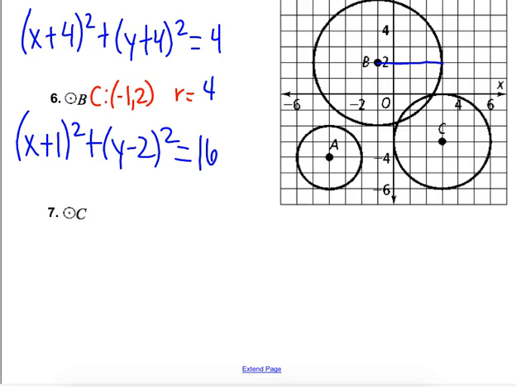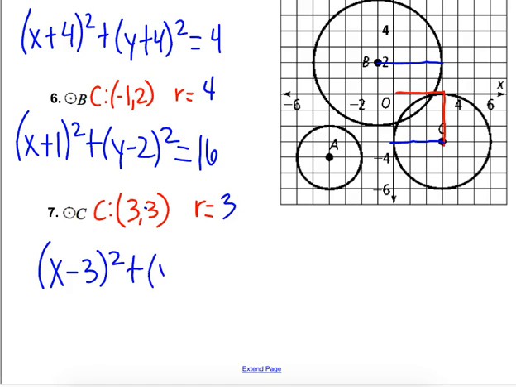Alright, last one on this page is for C. First, again, find your center. 1, 2, 3, over, down 1, 2, 3. Our radius, again, we're just counting, nothing too crazy. 1, 2, 3, lots of 3s here. So again, plug into our formula. It should be negative 3, excuse me. X minus 3 squared plus y minus minus turns to a positive 3 squared equals 9.